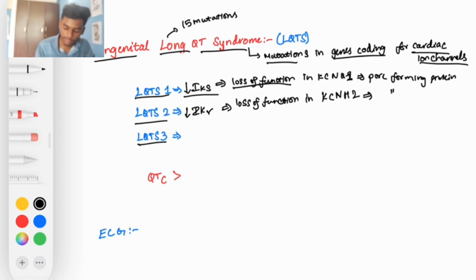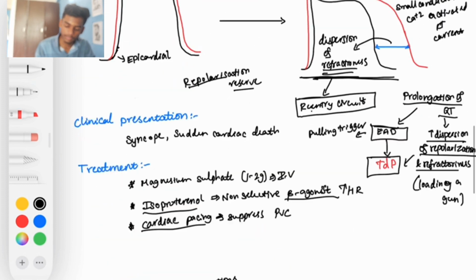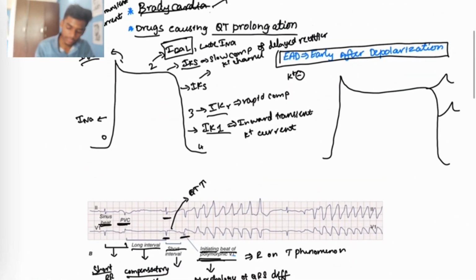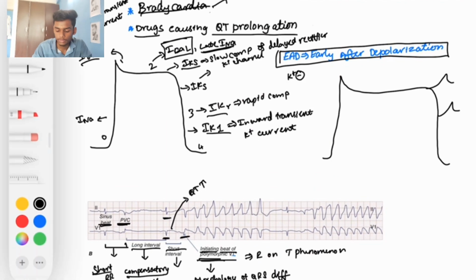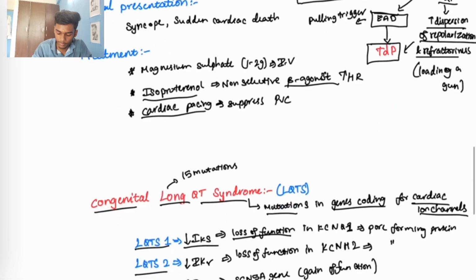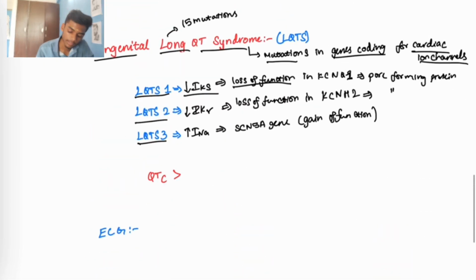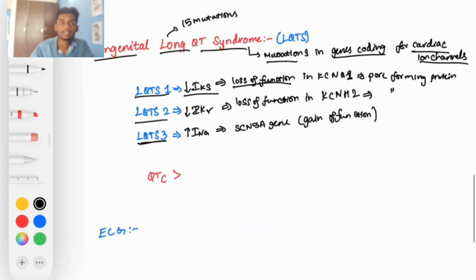Then long QT syndrome 3 is due to increased sodium current. SCN5A gene mutation. This is a gain of function. See, here during the plateau phase there is a late sodium current which contributes. So because of increased sodium current, there will be prolongation of the plateau phase and prolongation of action potential duration.